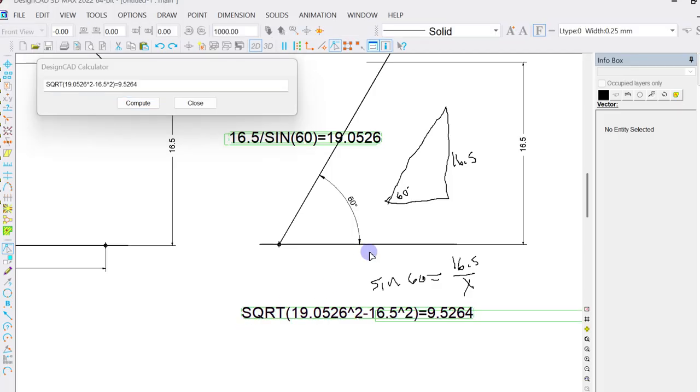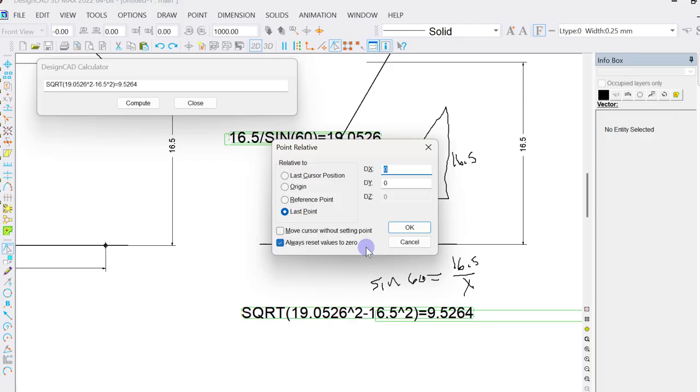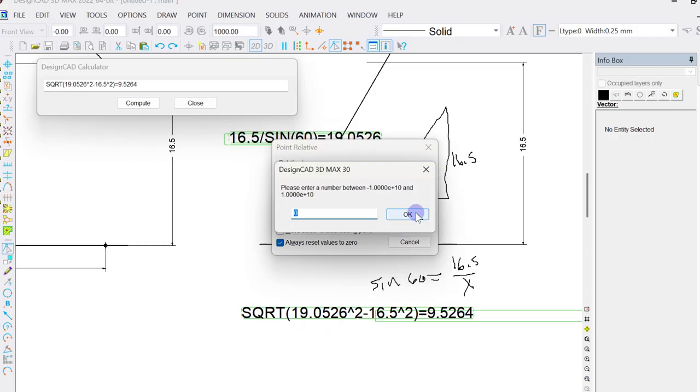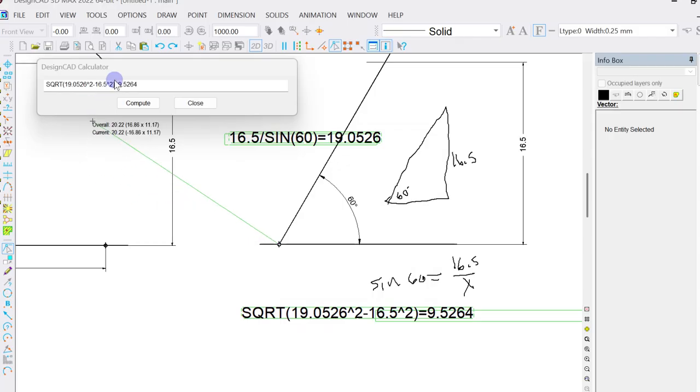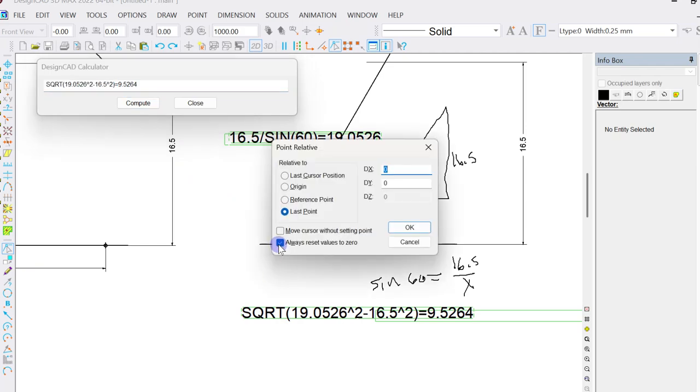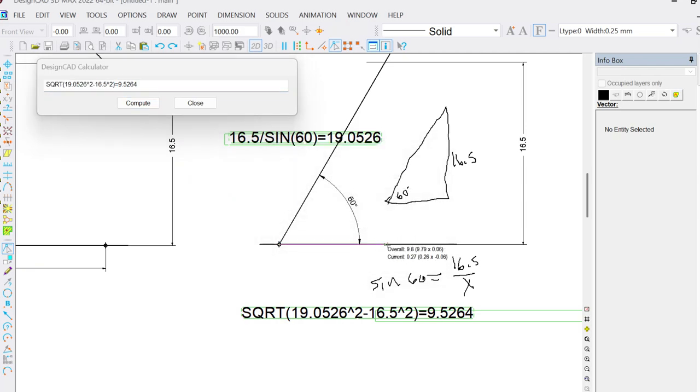So you can calculate it that way, right? And then what you end up doing is this. You're going to go along this line here, point relative, Control V. Not really, just the formula. Control C. Point relative, Control V. And then that's your line 8 right there.